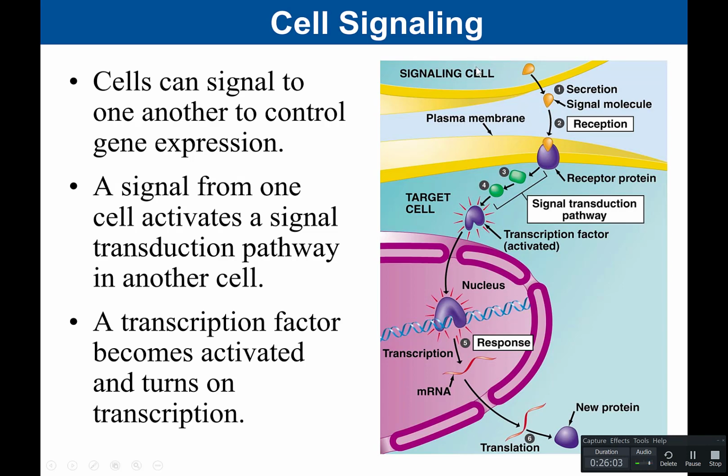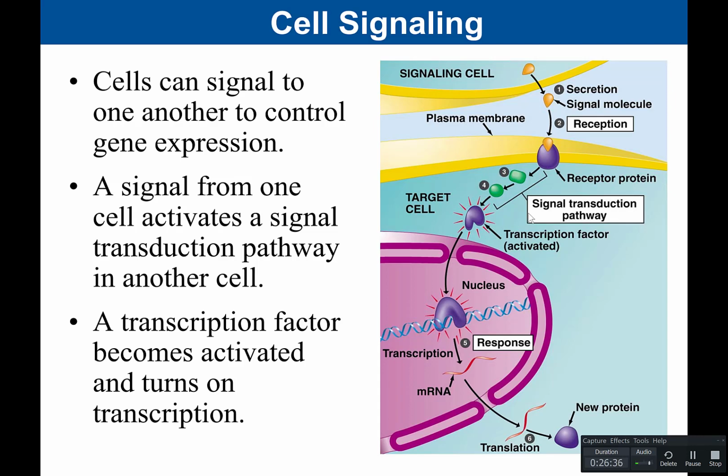And so what you have here is this cell is the signaling cell, and it's going to secrete some signal molecule. So this cell is sending the signal. This cell is going to be the recipient of the signal. So it has a receptor protein on its membrane, and that binds to the signal, and that causes what we call a signal transduction pathway. Basically, it's going to initiate this signaling pathway within the cell.